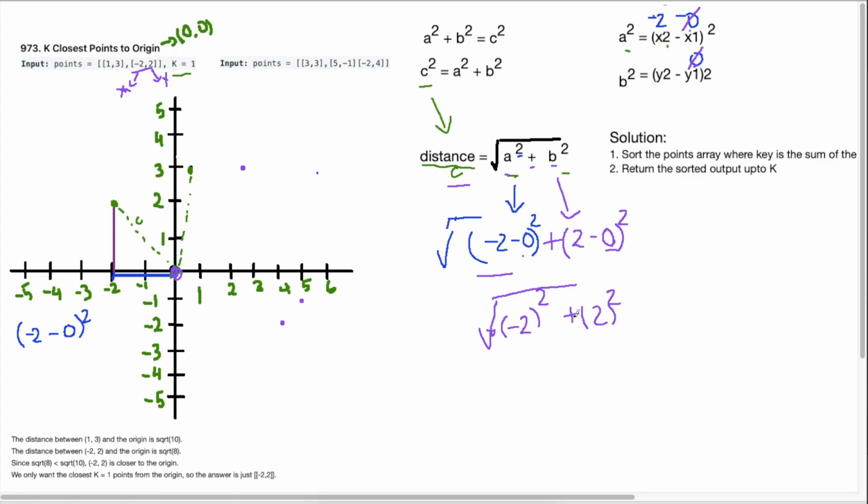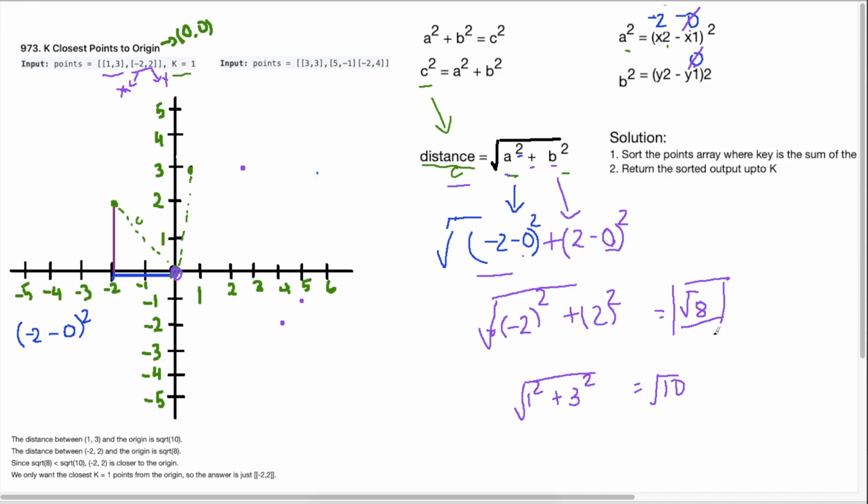Now we need to do this for each spot. So what does this give us? So this is 4 and this is 4. So we get square root of 8. And let's find the distance for this. So it's 1 square plus 3 square, which is going to give me 10. So 9 plus 1 is 10, and square root of 10. So what we need to do now is compare, is square root of 8 less than square root of 10? And yeah, it is. So we need to return this position.